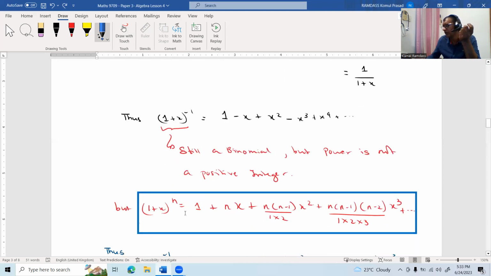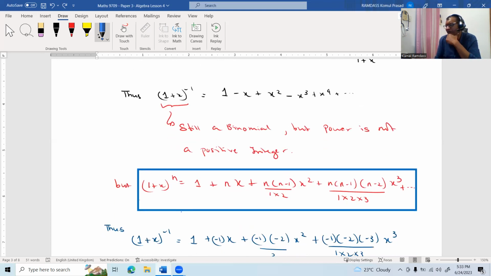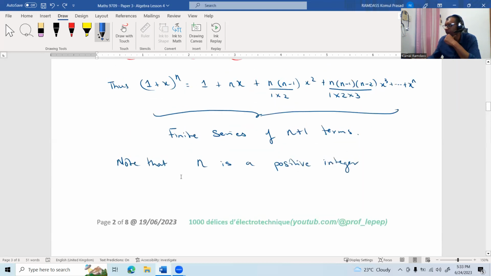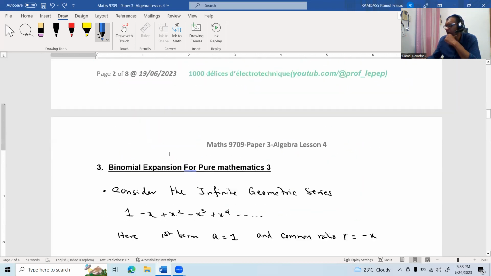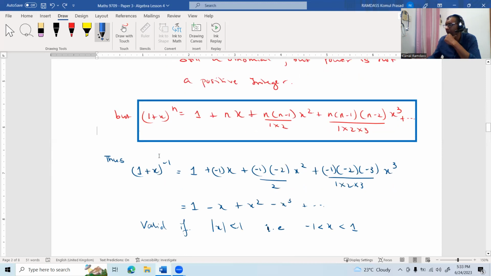OK? Mais nous connaissons que 1 plus x to the power of n, c'est 1 plus nx plus n fois n minus 1 x squared divided by 2 factorial plus n times n minus 1 times n minus 2 x cubed divided by 3 factorial. Depuis là-haut, là. Et là, nous tentons un sens. Nous remplace n as minus 1. Qu'est-ce qui est arrivé?